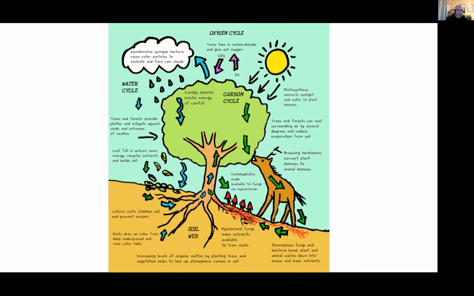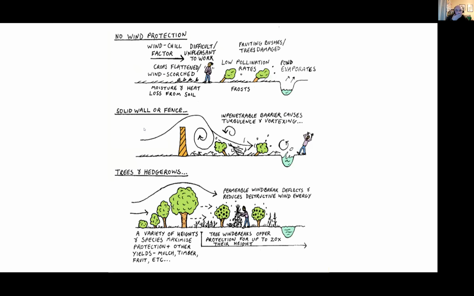And on the other side here, trees and forests provide shelter and mitigate against winds and extremes of temperature. So trees as windbreaks. So, a little diagram here. Here we have no wind protection, and this person is trying to grow their crops with no shelter, no protection. So we've got the wind coming across. Crops are flattened, potentially wind scorched. We have moisture and heat loss in the soil. Our fruit trees are being damaged here.